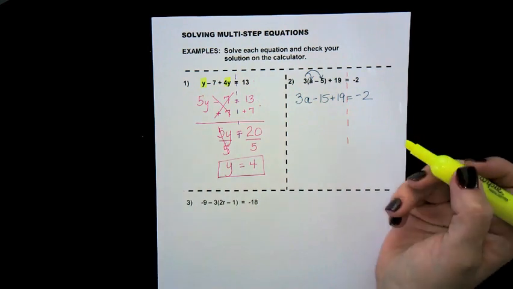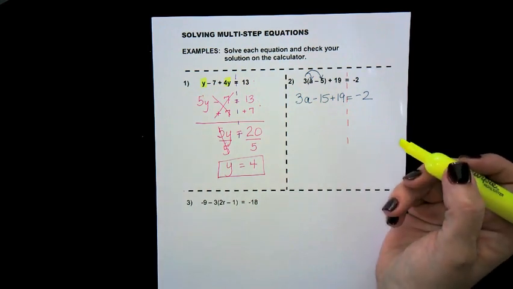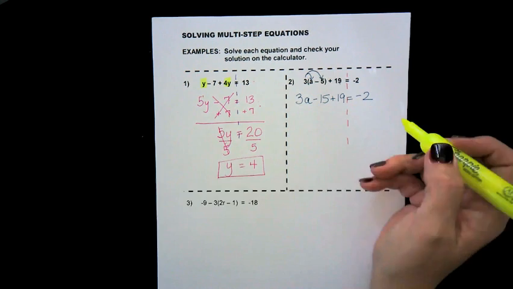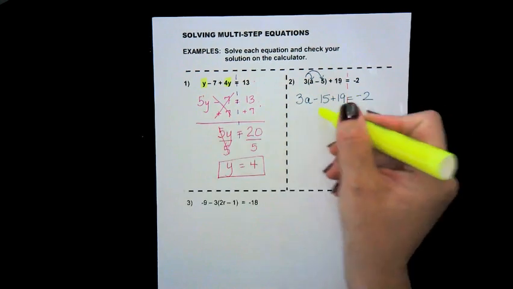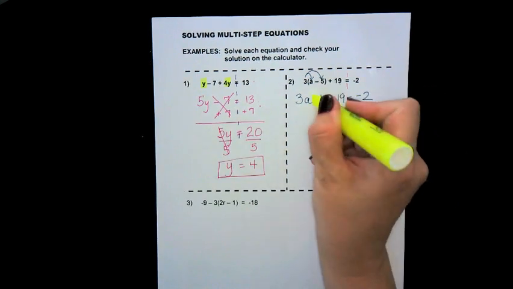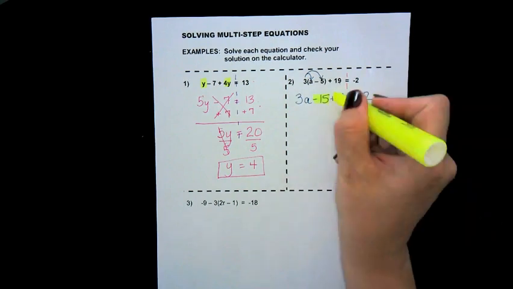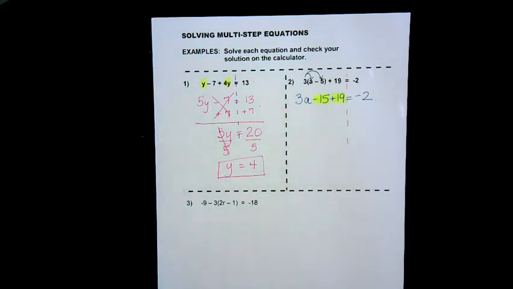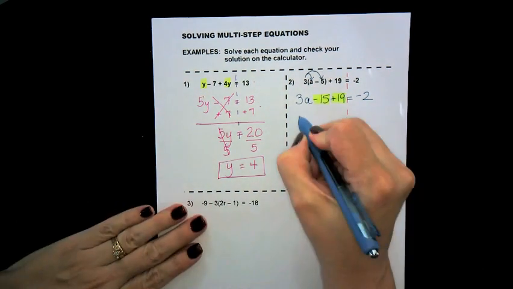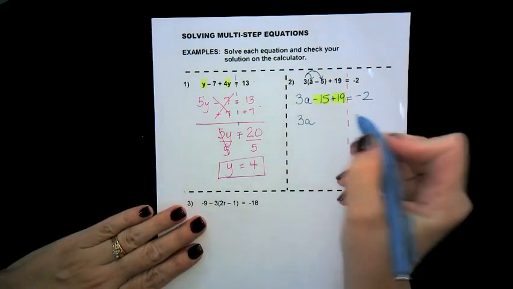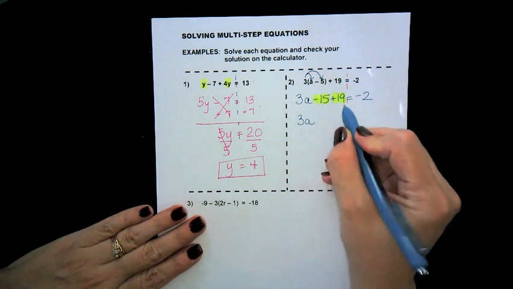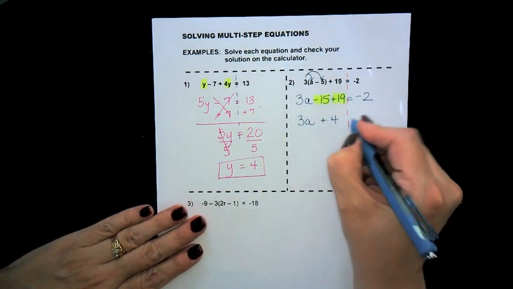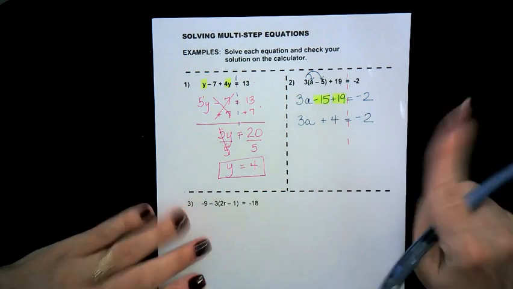Okay, remember, like terms have the same variable and the same exponent. We don't have exponents in these, but that's okay. I have 2 numbers here that don't have variables. So I have negative 15 and I have positive 19 that I'm going to combine. I'm going to leave the 3a by itself, and then negative 15 plus 19 will give me positive 4, and that's going to equal negative 2.